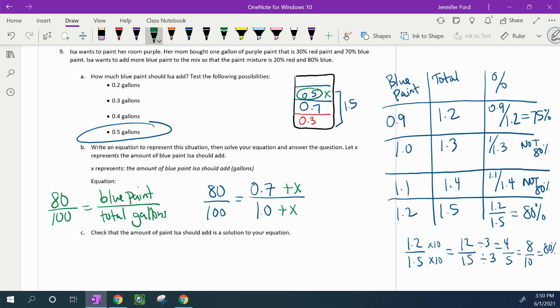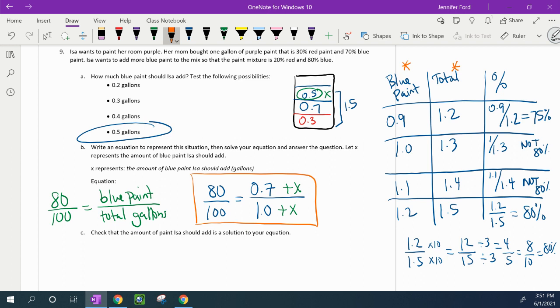Because when Isa's adding paint, her added paint adds to the total amount of blue paint, but it also adds to the total amount of paint. So there's lots of ways to write it, but this right here is one way to write an equation that represents this situation. And that's why this problem is tricky, because X is showing up in two places. The amount of blue paint Isa's adding is changing two things. It's changing the blue paint and it's changing the total.